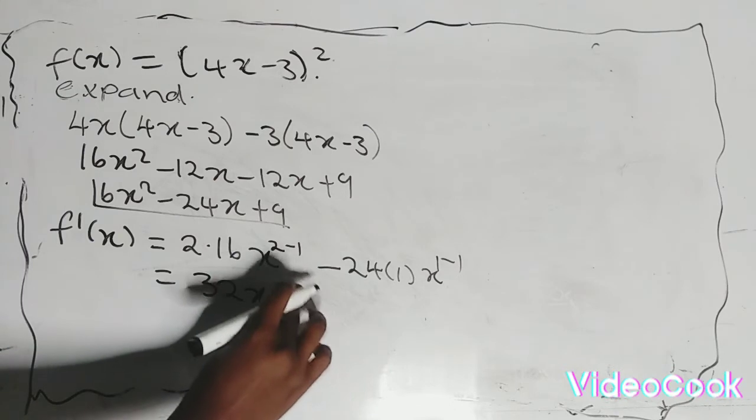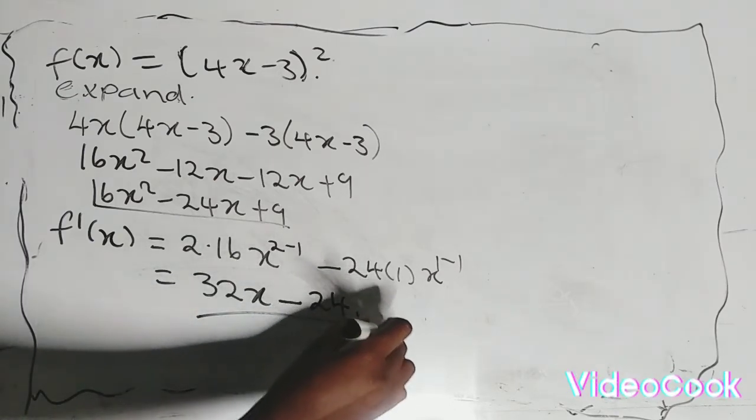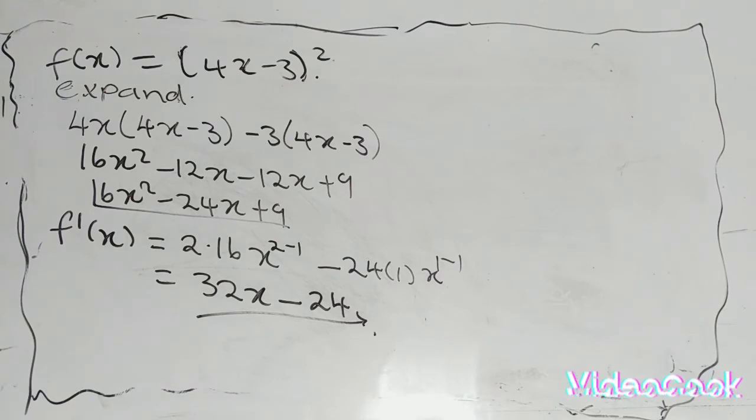There it's going to be just a negative 24, because x to the power 1 minus 1 is x to the power 0, and it's not going to change anything. So our final solution is 32x minus 24. That will be your gradient for that one, right?